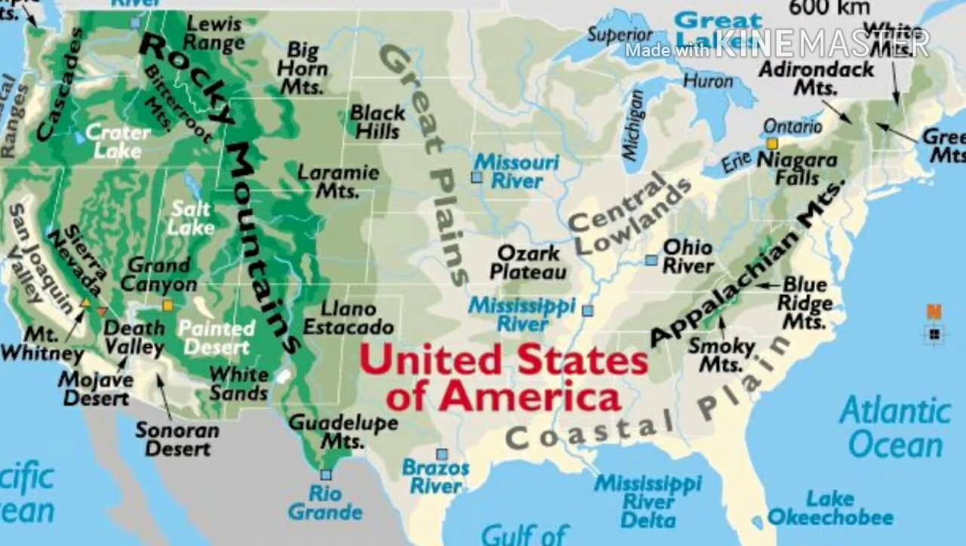In this map, you can see that in the midwestern part is the Rocky Mountains, which are right next to Salt Lake and the Grand Canyon. And then right in the eastern part, near the Ohio River and stuff, is the Mississippi River. You can see it's a little bit north of the red United States of America, and a little bit south of the Ozark Plateau.